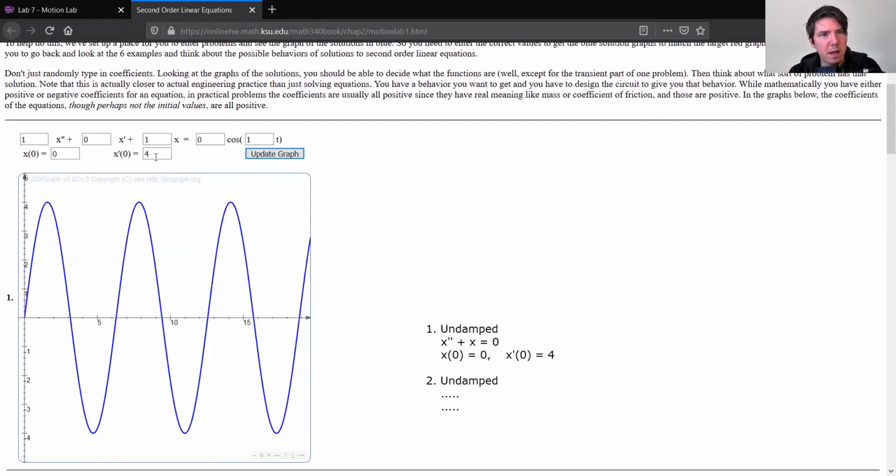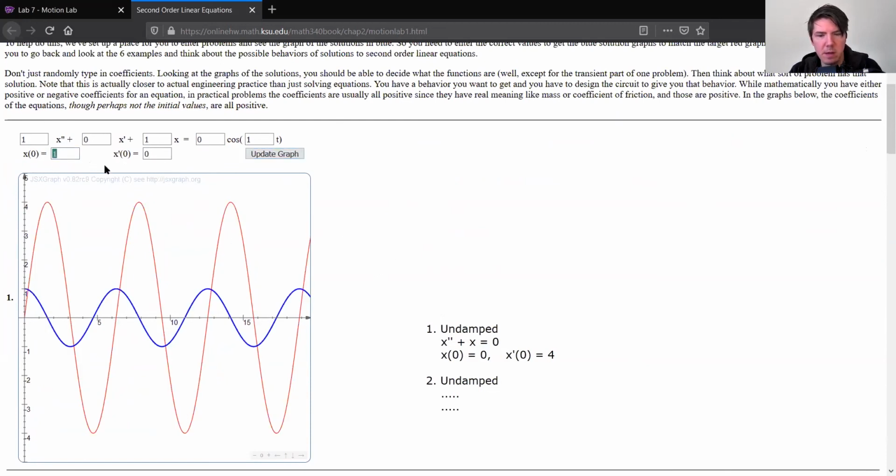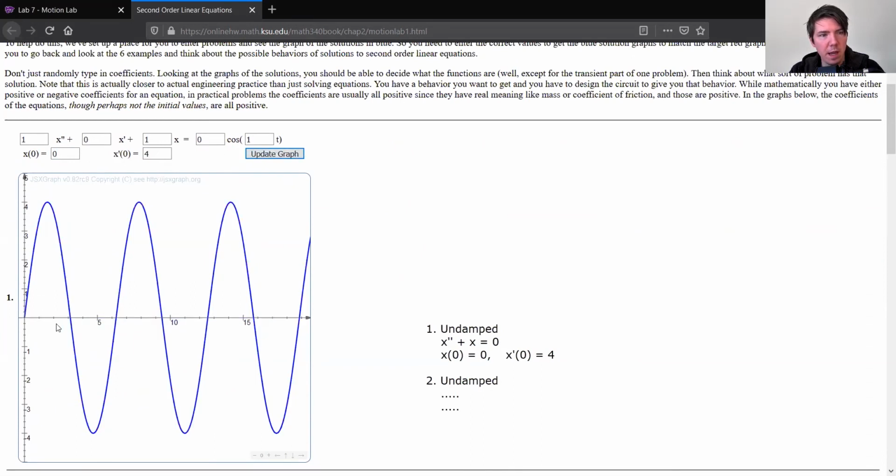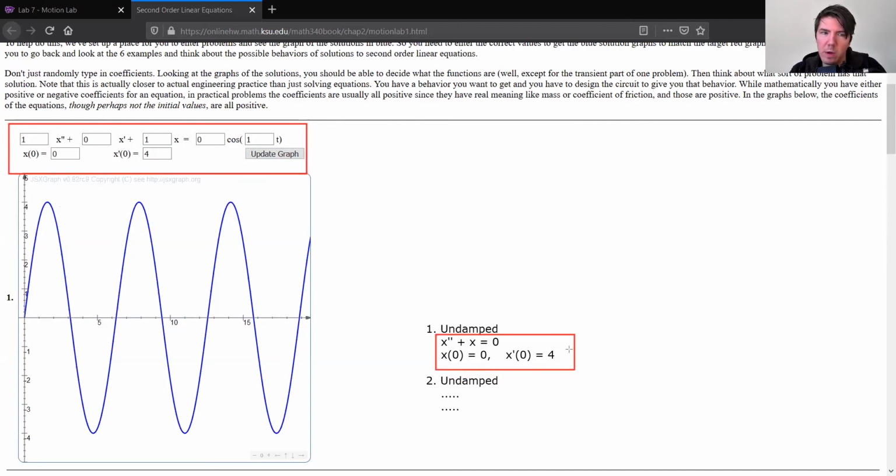It is actually 4. So if it wasn't clear what we're trying to do, notice what I did for the first one: it started out 1, 0 like this. I changed the initial position x of 0 to 0. Then I changed the initial velocity to 4. And now the blue line overlaps the red one perfectly. Then that gives us an initial value problem, which is this right here. And that's what you'll want to put in your write-up along with the damping type. The damping type is undamped, as we decided.